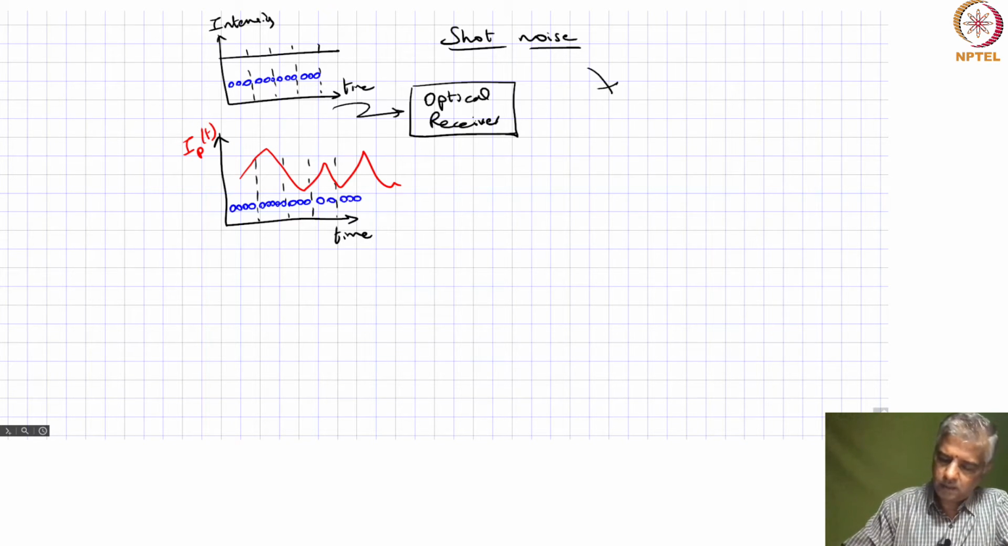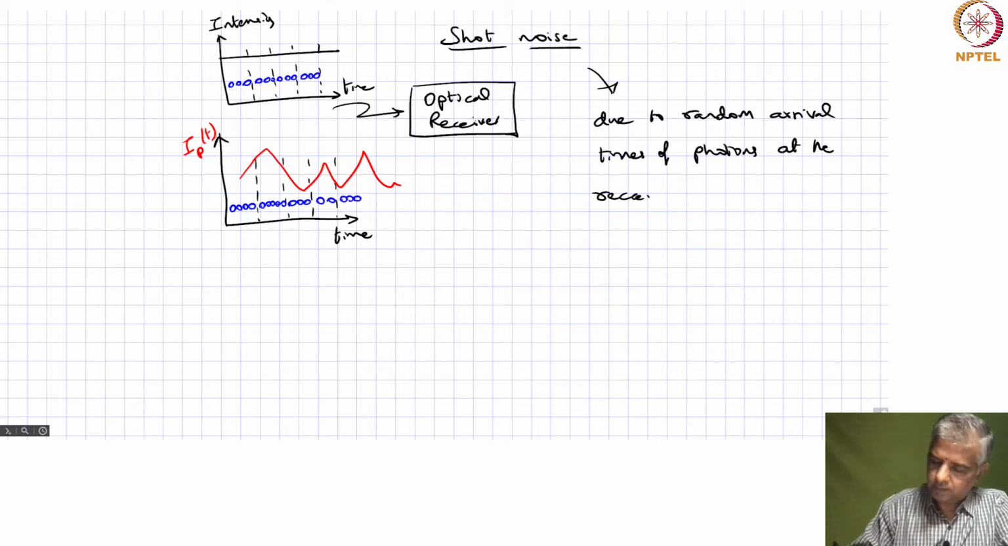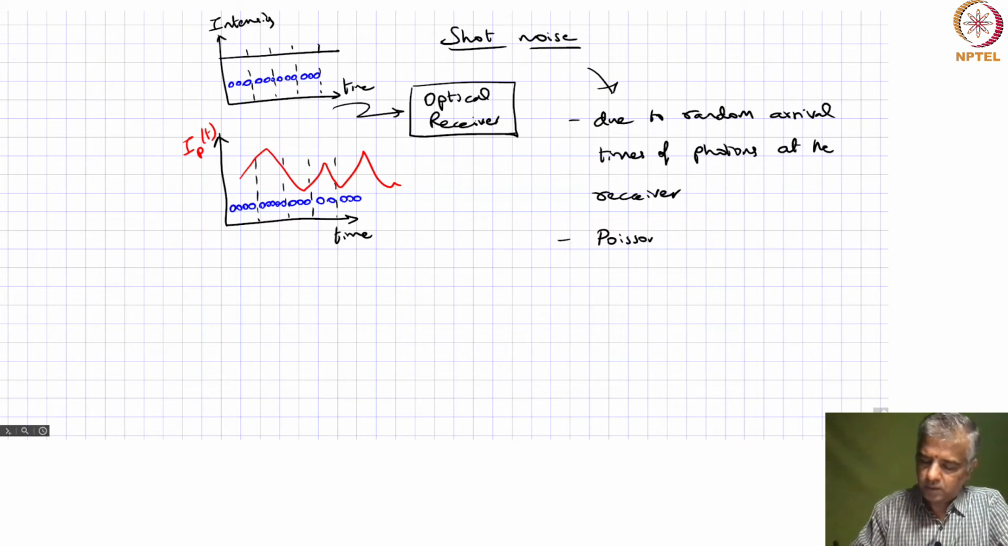Okay, so this shot noise is essentially due to random arrival times of photons at the receiver. And it's actually characterized by Poisson statistics.